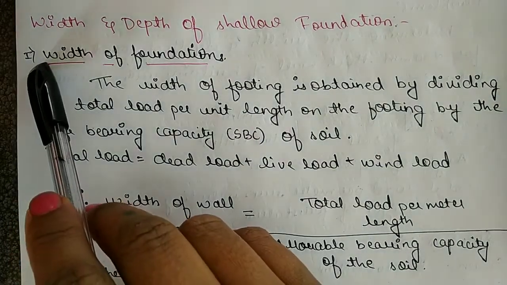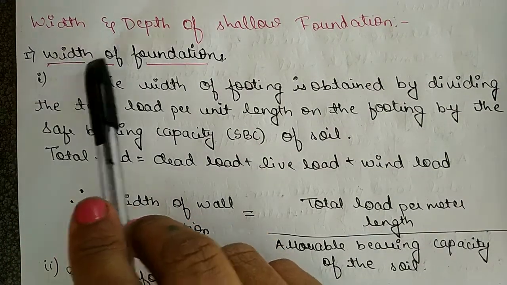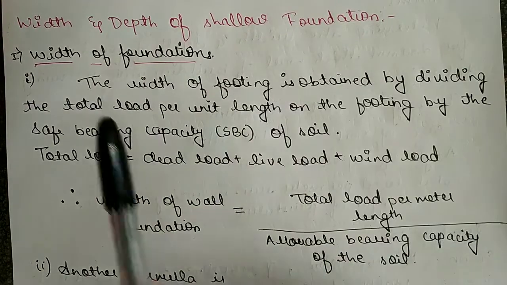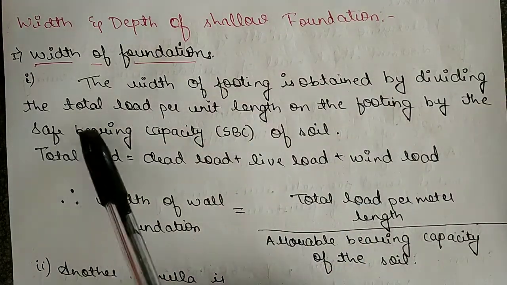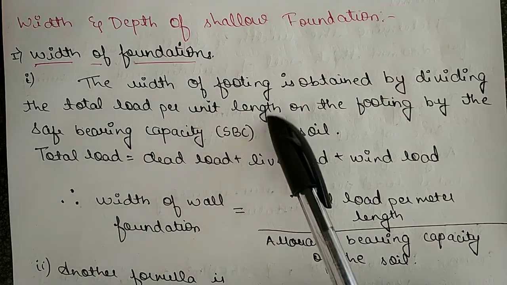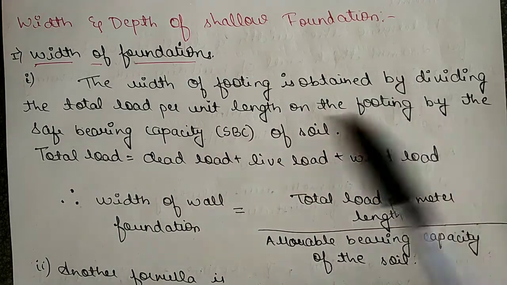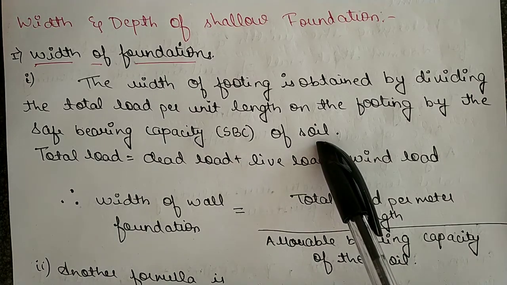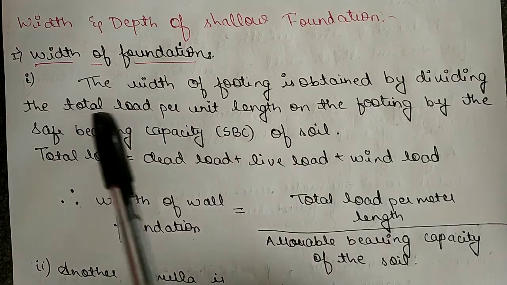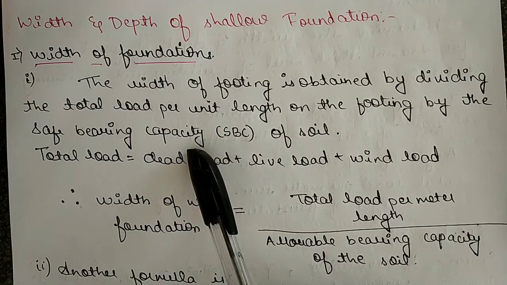So first, let us understand how to find the width of the foundation. Let me read it. The width of the foundation is obtained by dividing the total load per unit length of the footing by the safe bearing capacity of the soil. So how can we obtain the width of the foundation? By dividing the total load by the safe bearing capacity.